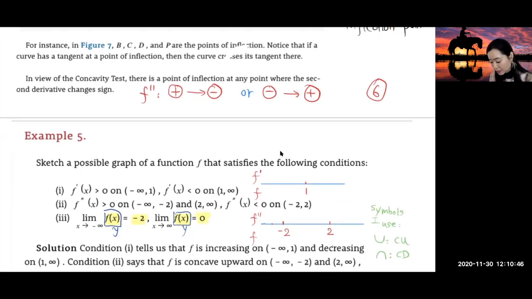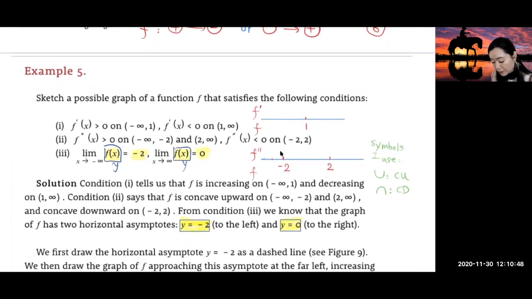Now, in this example, we are asked to sketch a possible graph of a function that satisfies these three conditions. Number one, the first derivative is positive on negative infinity to 1, and then negative afterward. So we have positive here, negative here. So what happened to the function? Increasing or decreasing here? What do you think?